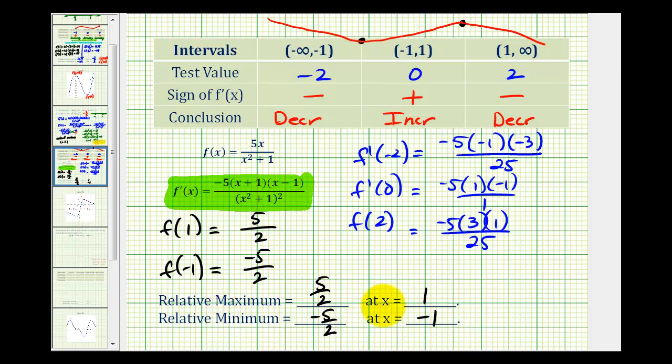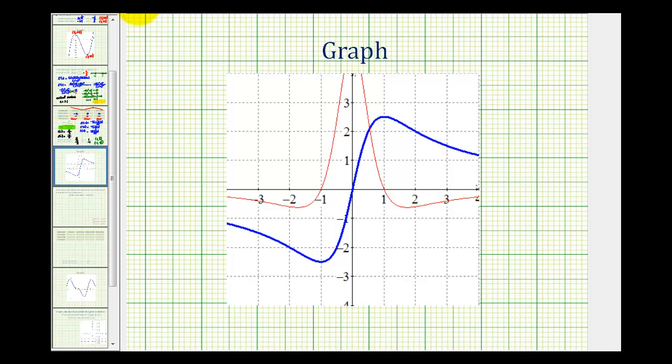And sometimes you will see this information written as an ordered pair. So this would be the point (1, 5 halves), and this would be the point (-1, -5 halves). But it is important to recognize that the y-coordinate or the function value is actually the max or min value, and the x-coordinate or x values represent the locations of the relative extrema. Let's go ahead and verify this graphically. Here's our relative minimum at (-1, -5 halves), and here's our relative max, (1, 5 halves).